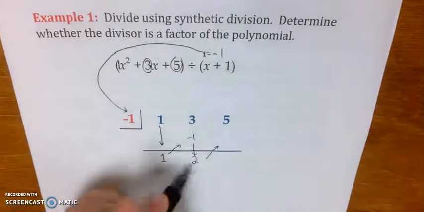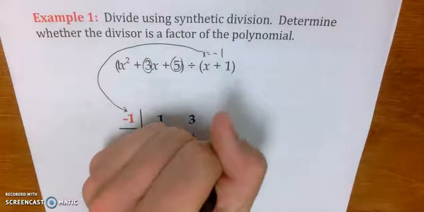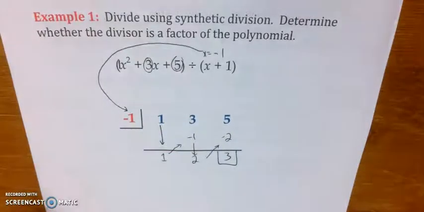Then I go diagonally, so I multiply. When I multiply here, I'm multiplying by negative 1, so this gives me a negative 2. When I add straight down, I get a 3. This is the last number. This is the remainder.